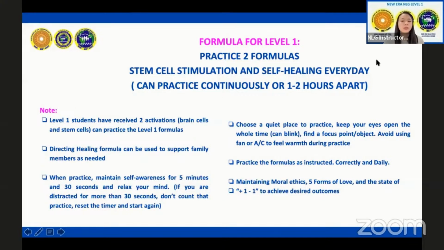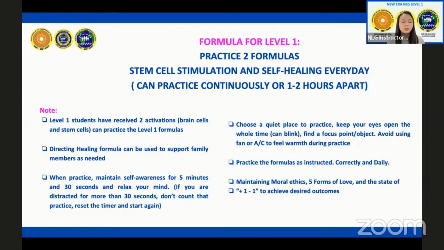So there are two formulas that as level 1 participants, you are recommended to practice every day. They are the stem cell stimulation formula and the self-healing formula. Okay, so these two are the ones that you will be practicing for yourself. Now you can practice continuously or you can practice 1 or 2 hours apart. That's totally up to you and your schedule.